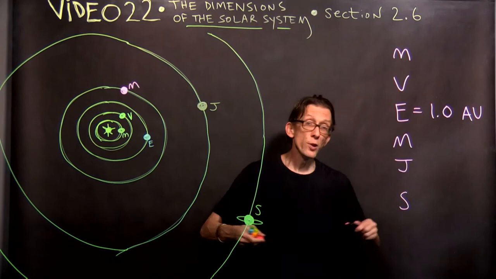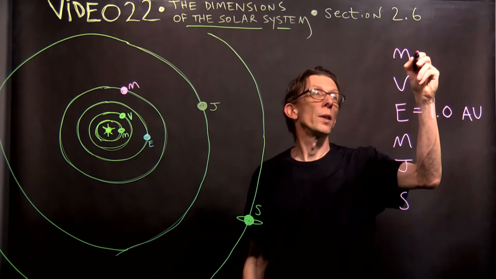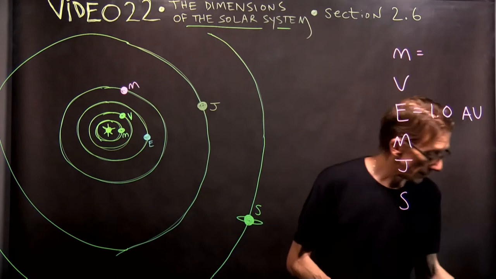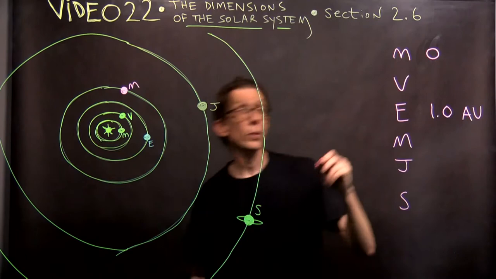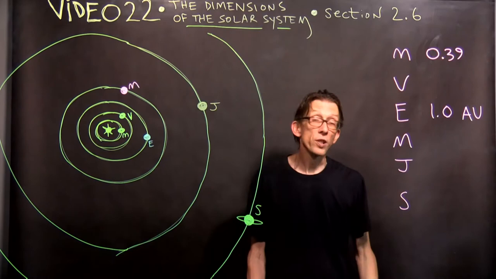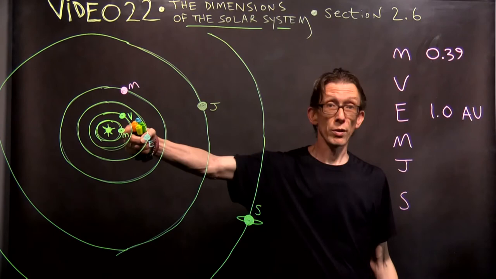Using AU as a unit, we find that Earth is 1.0 AU. Mercury is 0.39 AU. Which tells you that on average, Mercury is about 39% the distance between the Earth and the Sun. The distance between Mercury and the Sun is about 39% that of the Earth.